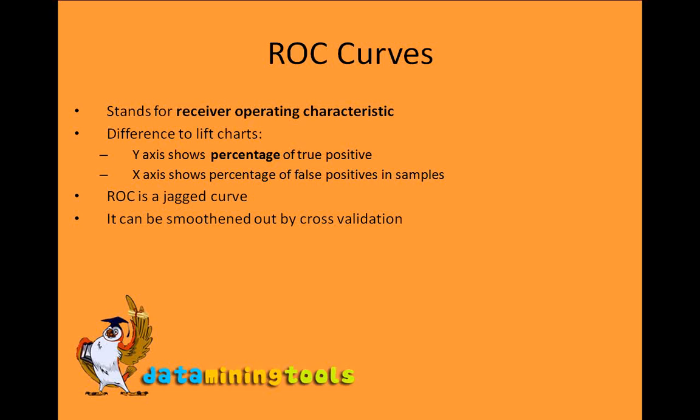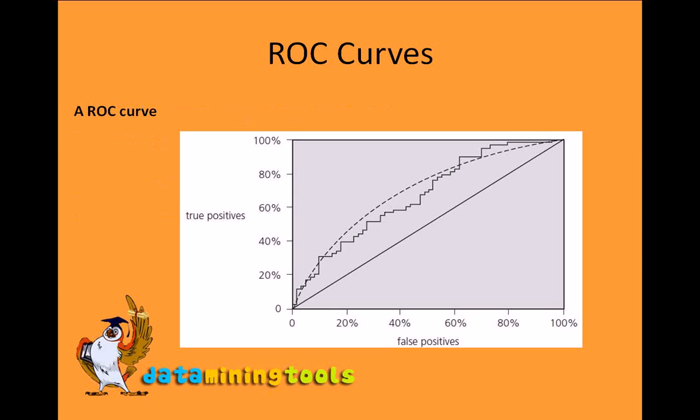Now we come to the next visualization technique, which is ROC curves. These stand for receiver operating characteristics. They are very similar to lift charts, the only difference being that the y-axis shows percentage of true positives, and the x-axis shows percentage of false positives in samples. Now ROC is a jagged curve. It can be smoothened out by using cross validation.